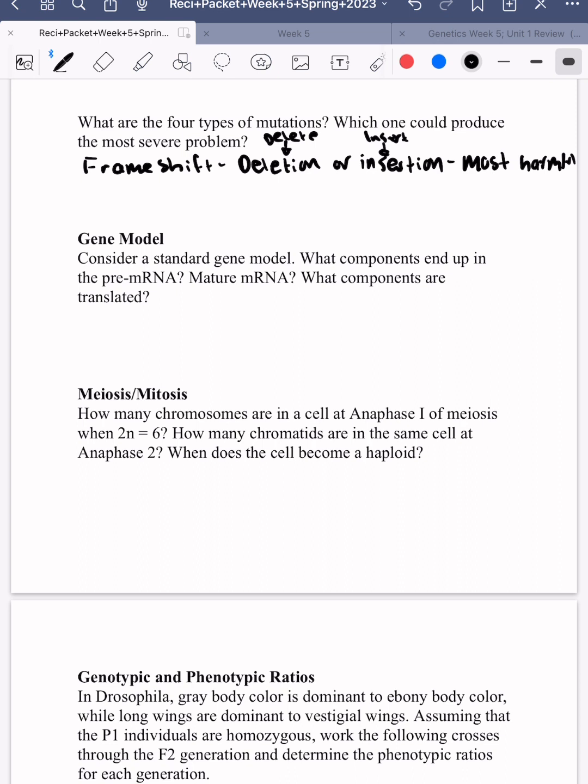And then you have synonymous mutations, in which a mutation in one of the nucleotide sequences occurs and that does not change the amino acid. So a nucleotide base is changed, but it still codes for the same amino acid.